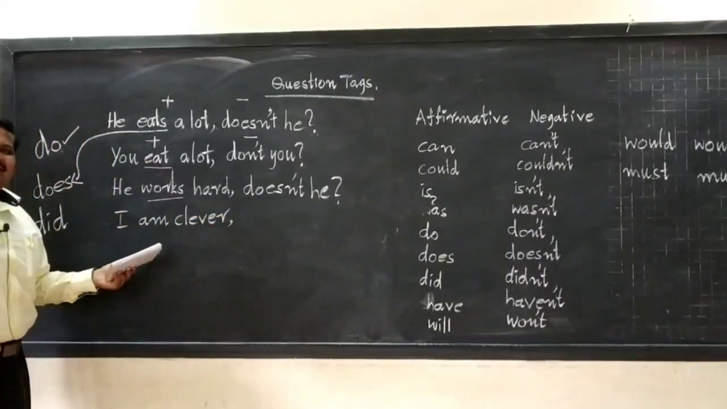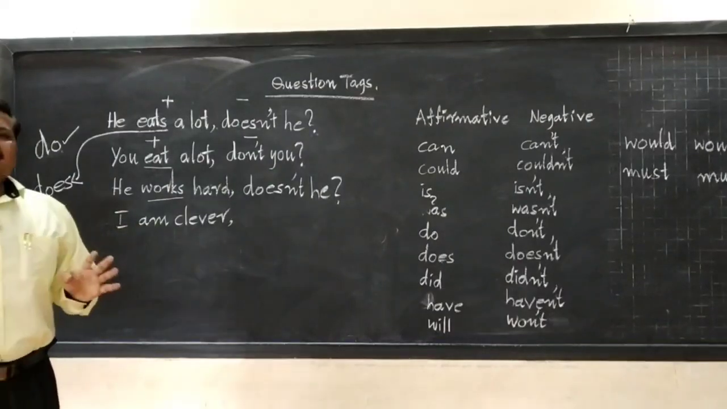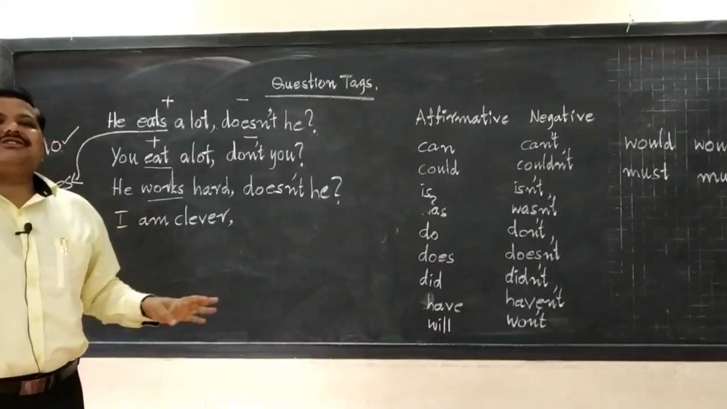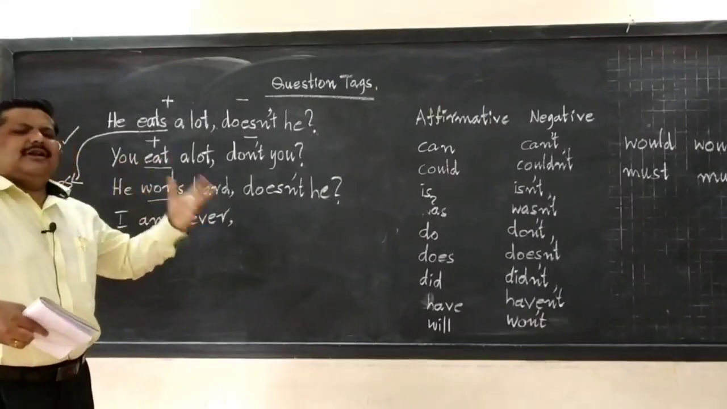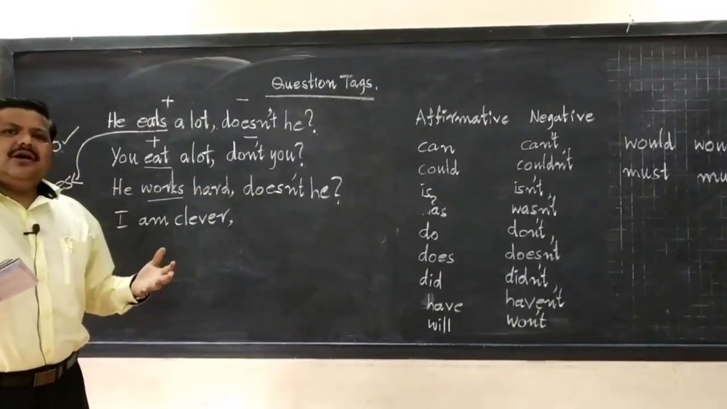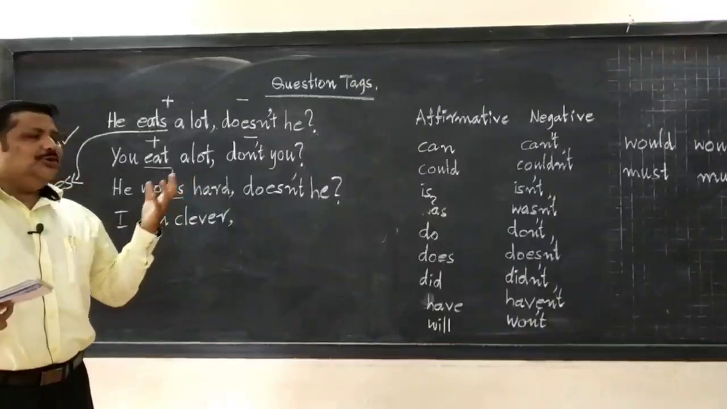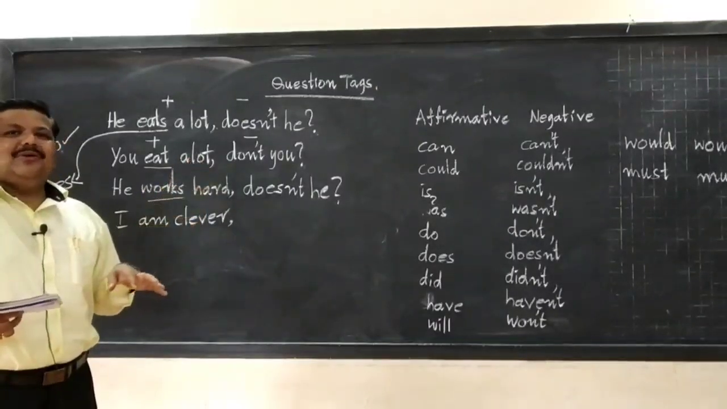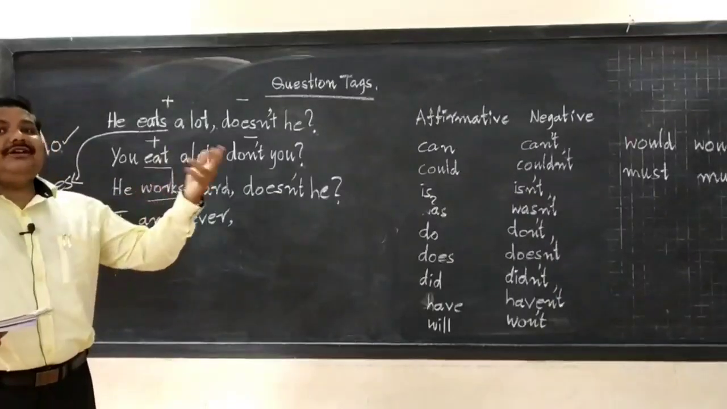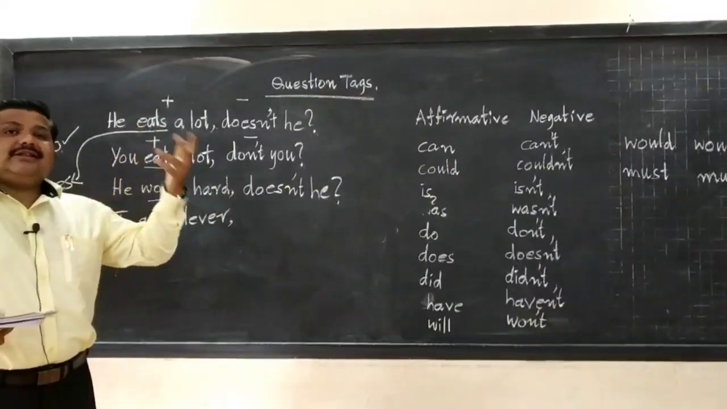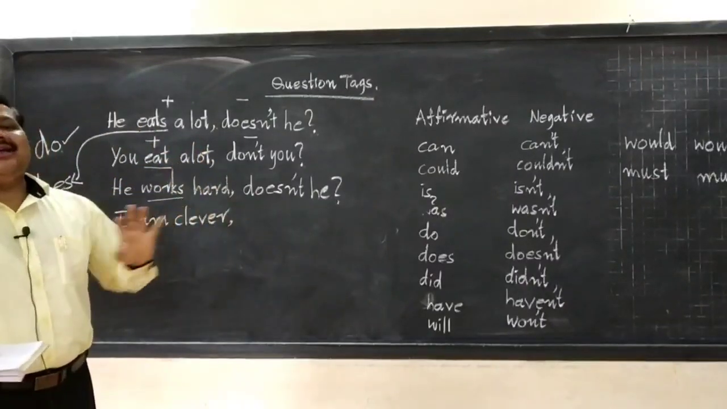Now this is a unique statement where you cannot use magic words at all. I am clever. Somebody said, I am clever. But as I told you, the tag should be negative, as you know. Can we write amn't I? Isn't it? Can I? Like that. Can I write amn't I?